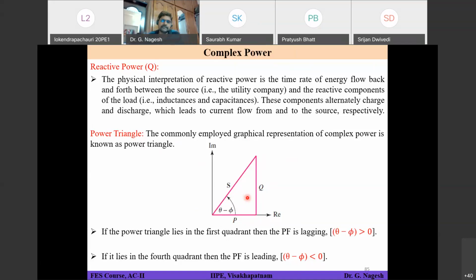Okay, so S is nothing but P plus jQ. The magnitude of that will be root of P square plus Q square. Root of P square plus Q square is nothing but the modulus of S bar, which is your apparent power.